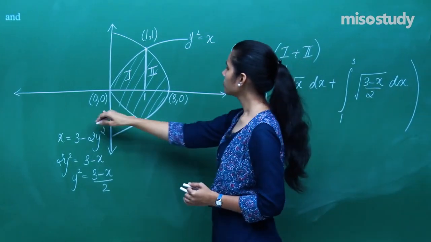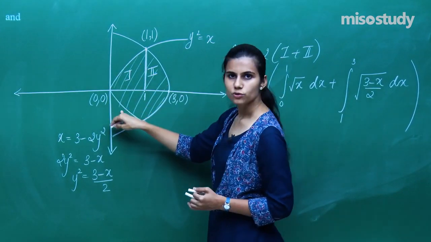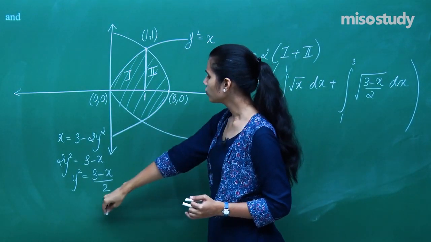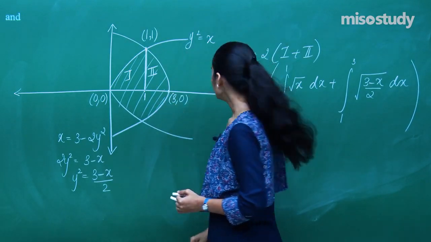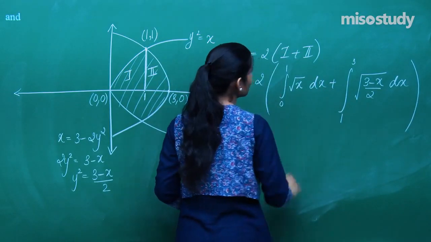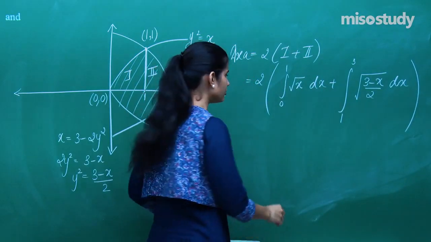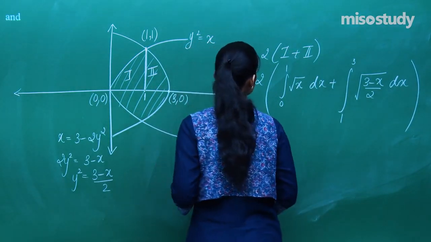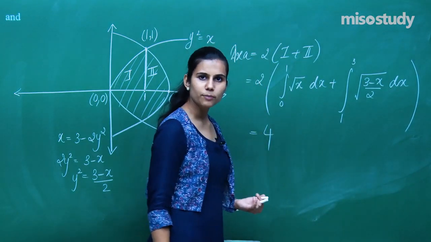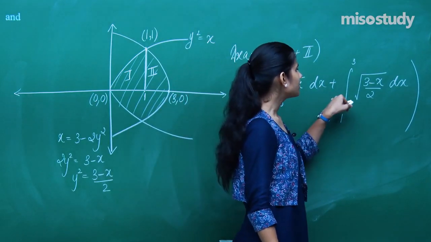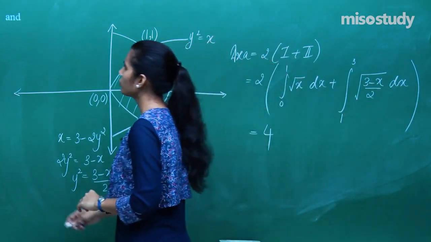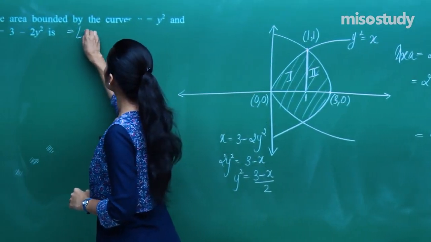So what did you do? From 0 to 1, y equals root x, plus from 1 to 3, y equals root over (3 minus x) by 2. This is the area of the upper shaded region. Twice of it is going to give you the area of the complete shaded region, and that is going to come out to be the integer 4. It's very, very simple. This is x to the power 3 by 2 upon 3 by 2. Here also root 2 comes out. Again, linear function, you can evaluate this, and that comes out to be 4. So the integer associated to this is 4.